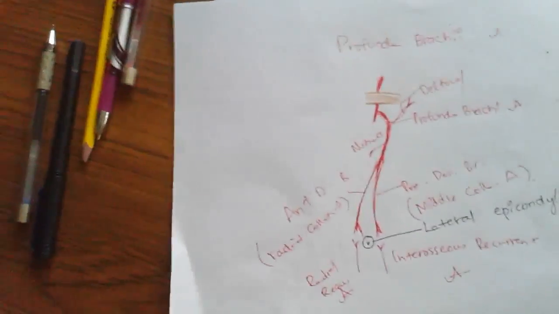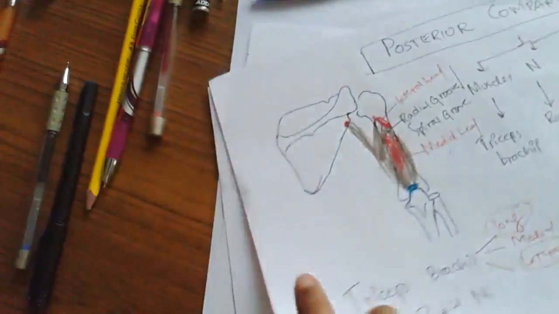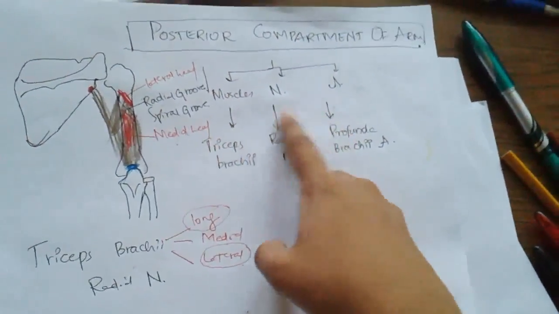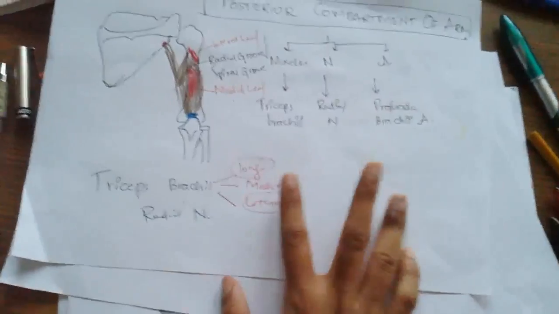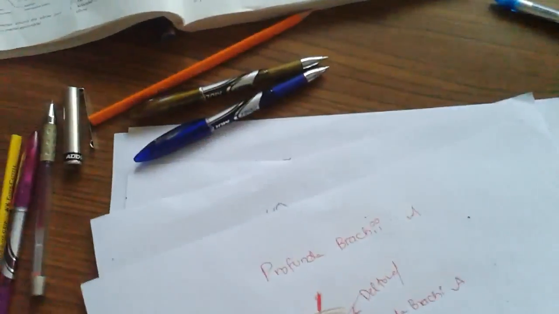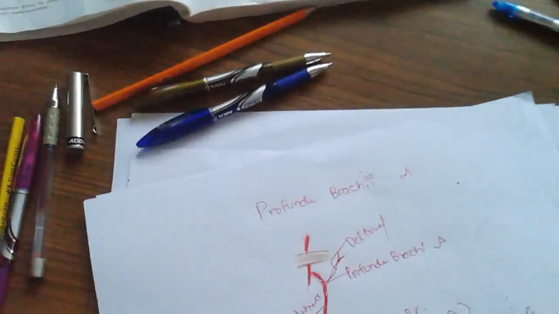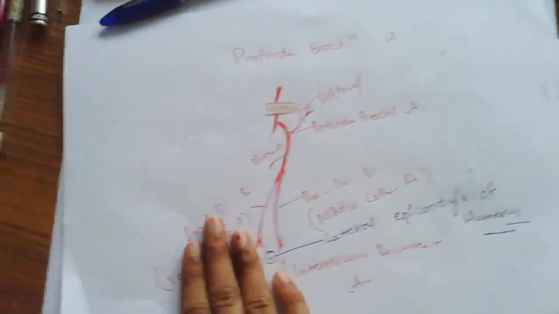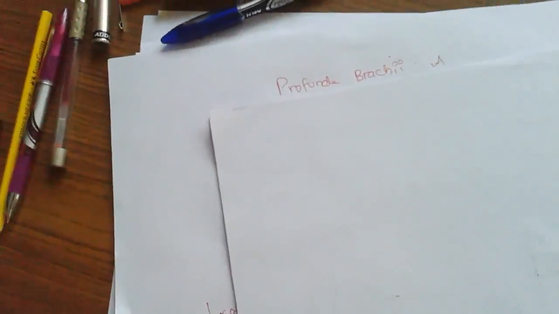Now in this lecture, I hope you have completed two main things. As I said, the main important things that you will be learning here in the posterior compartment are muscles of triceps and radial nerve and profunda brachii artery. All these you will be learning in posterior compartment. All these have been completed now. Now the next thing that you are going to learn in this compartment is the anastomosis around the elbow joint.